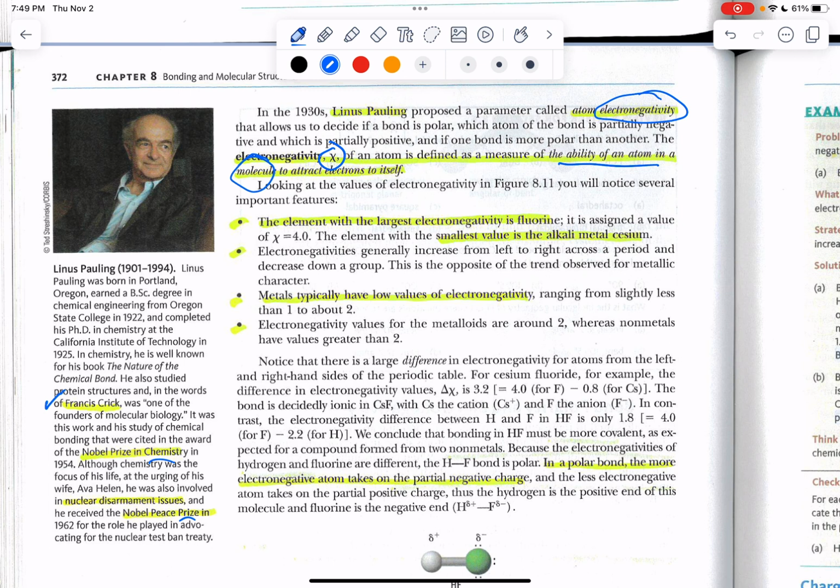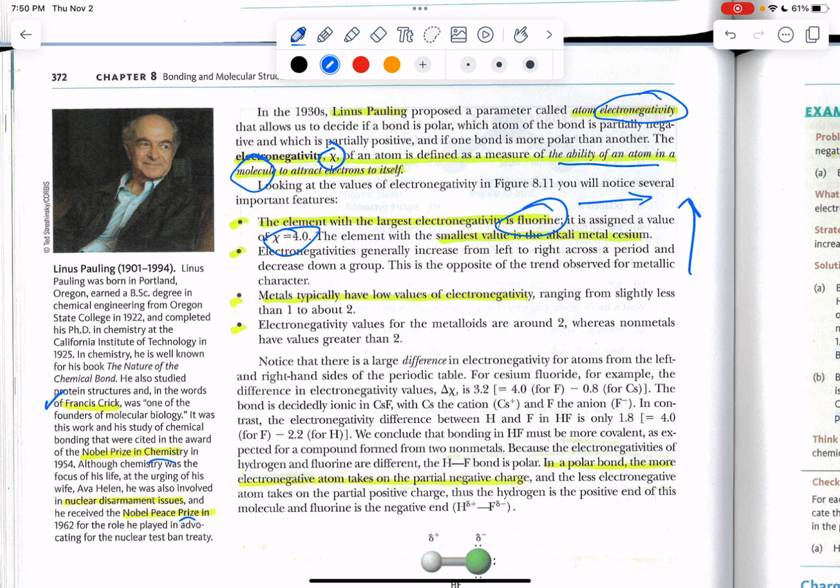So let's look at these bullet points. The element with the largest electronegativity is fluorine. So obviously, if you're going from left to right on the periodic table or from bottom to top on the periodic table towards fluorine, you're going to be increasing in electronegativity. And notice that this is a sort of an artificial designation or ranking. We assign fluorine the biggest number of all, of 4, and all the other numbers then are in comparison to that.